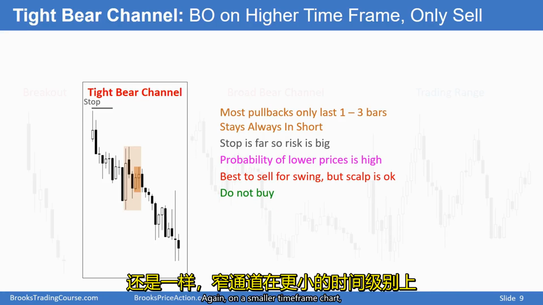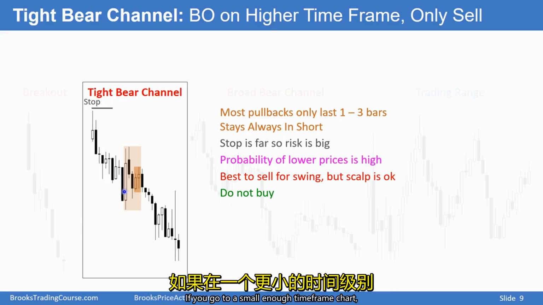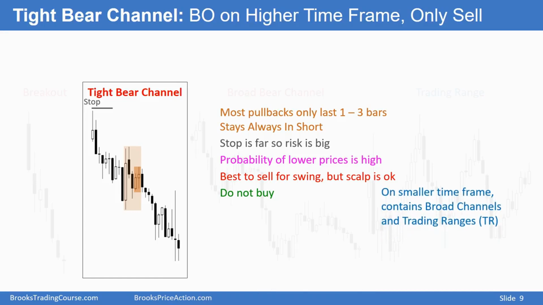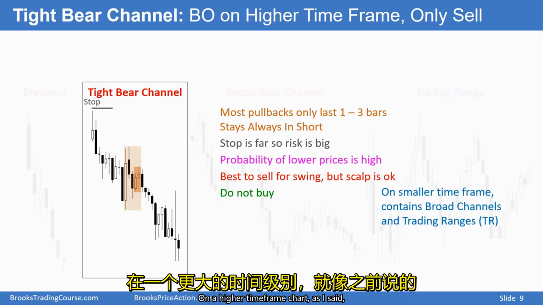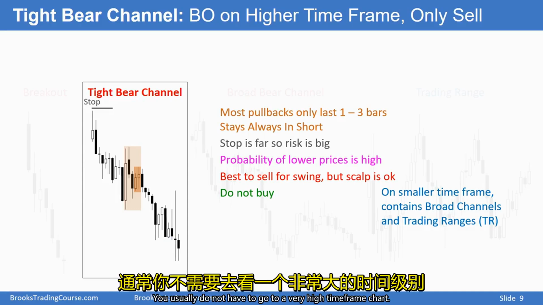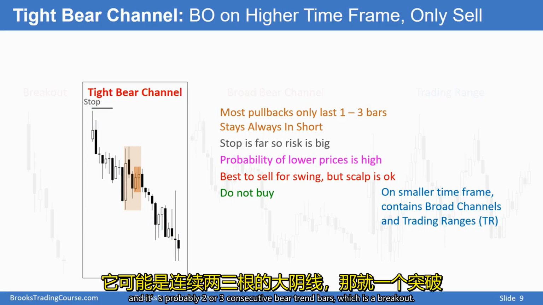Again, on a smaller time frame chart, this tight channel is a broader channel and it has trading ranges. And if you go to a small enough time frame chart, it would even have brief bull trends. On a higher time frame chart, as I said, a tight channel like this is going to be a breakout, and you usually do not have to go to a very high time frame chart. If this is a 5-minute chart, you simply look at a 60-minute chart, and it's probably 2 or 3 consecutive bear trend bars, which is a breakout.